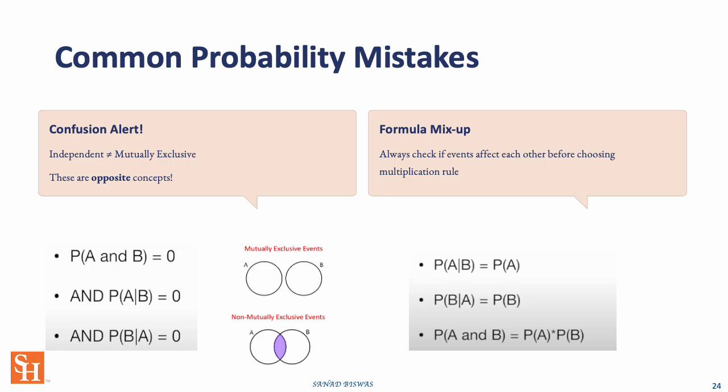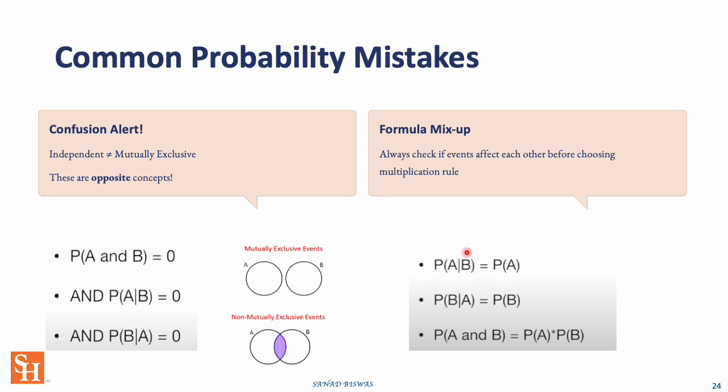So let's discuss a common mistake that we often make: we confuse independence and mutually exclusive events. Two events are mutually exclusive if there is nothing in common between these two. As for example here, A and B have nothing in common, therefore they are mutually exclusive events. In that case, the probability of A and B would be zero, and the probability of A given B is also zero, because if B happens, then A cannot happen, and the probability of B given A is also zero, because if A happens, then B cannot happen.